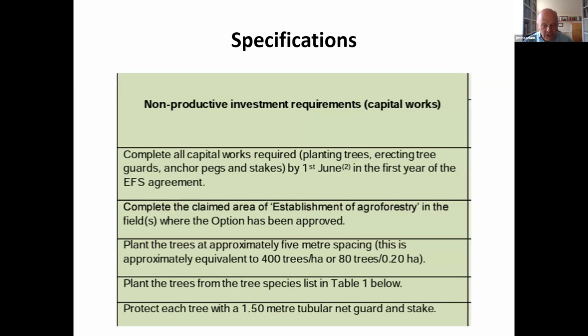But then the specifications are to plant the trees at approximately 5 meter spacing. This is approximately equivalent to 400 trees per hectare or 80 trees per 0.2 hectares.